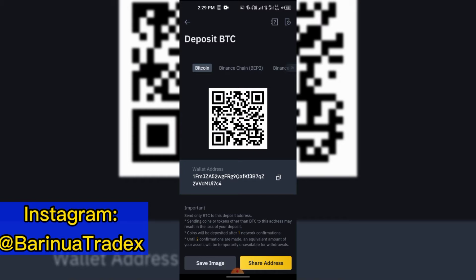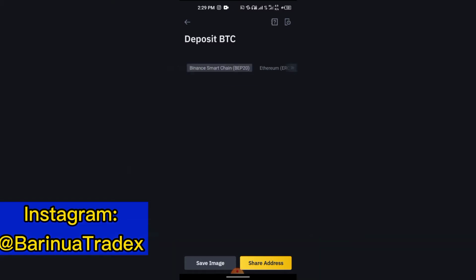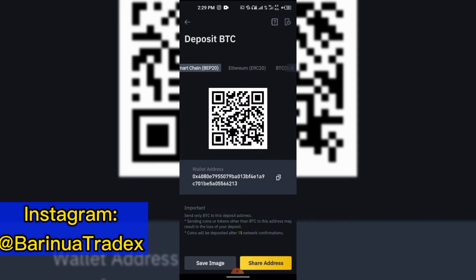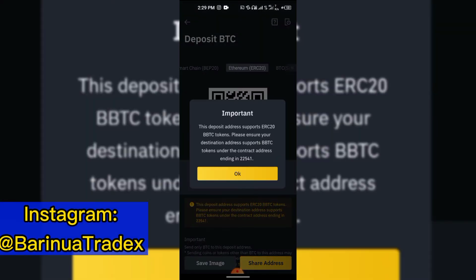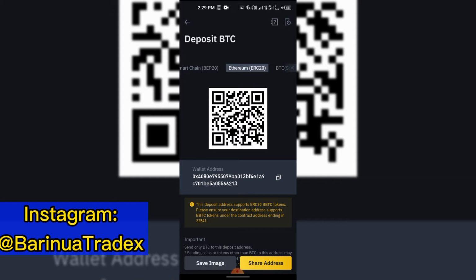Apart from the Bitcoin network, we have two major networks that are very, very powerful, that almost everything operates on, just as I mentioned earlier. That is the Binance Smart Chain network and the Ethereum network. Let us discuss the rest in the next slide.